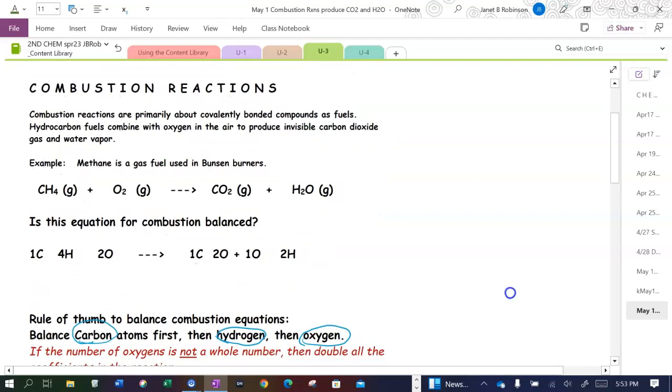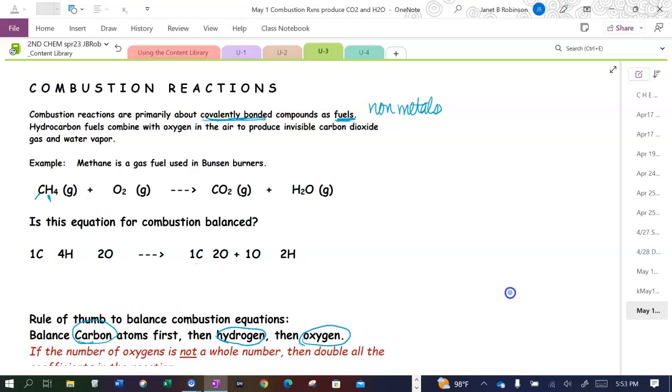All right, so here's a typical one. Combustion reactions are primarily about covalently bonded compounds as fuels. All right, keywords: covalently bonded. So we're thinking of nonmetals. When you look at these, you'll see CH4 is made of carbon and hydrogen, both nonmetals. This is a gas fuel used in Bunsen burners.